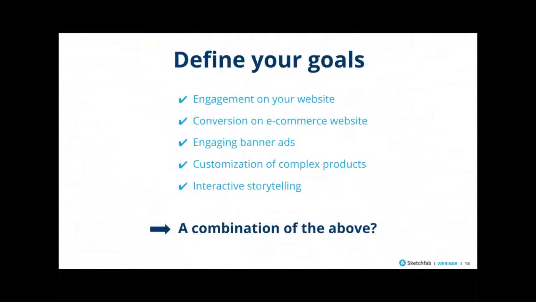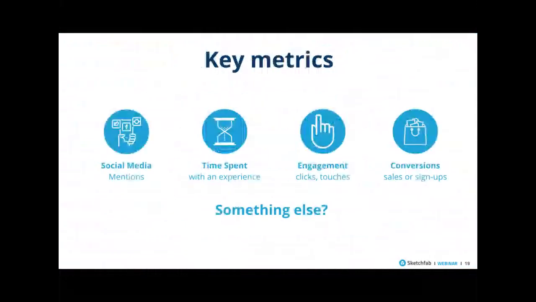So next, how do you think about success relative to those broad objectives? Sketchfab is a native web technology, or 3D generally on the web requires native web technology. So anything you can track generally on the web is something that you can track on a campaign built with 3D. So it could be social media mentions, time spent with an experience. It could be engagement, the number of clicks and touches on desktop and mobile, or it could be conversions, or literally anything else that might be useful to a digital marketer.